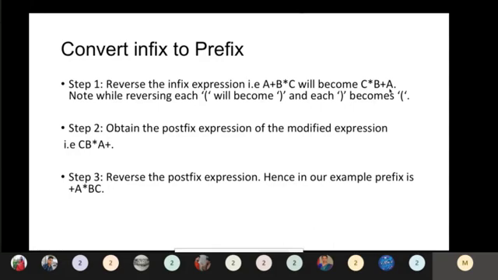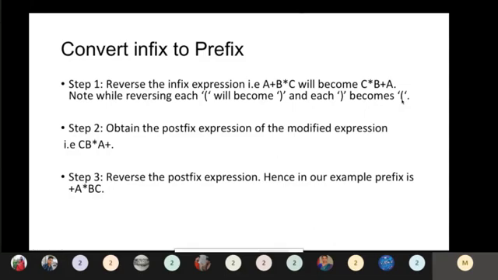At the same time we have to remember, when you are reversing that infix expression, if you get any open parenthesis, that should be converted into a closing parenthesis. This is very important. And also, if you get any closing parenthesis while performing the reversing, that should become an opening parenthesis.